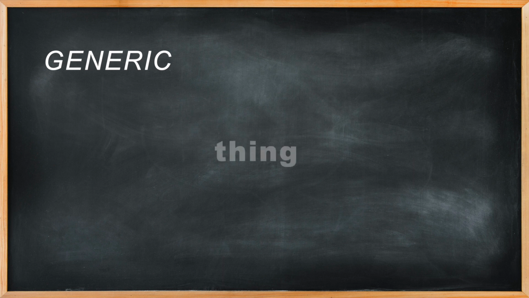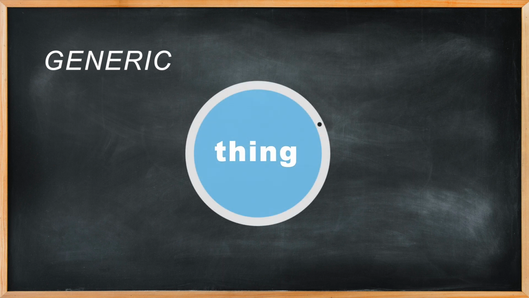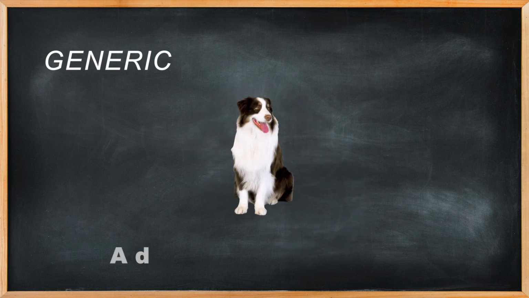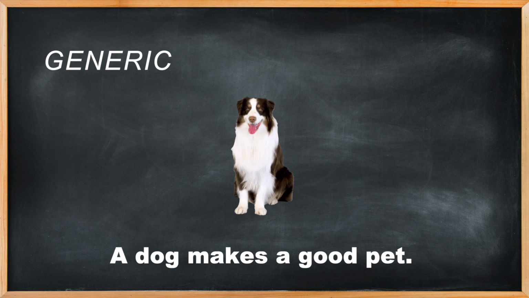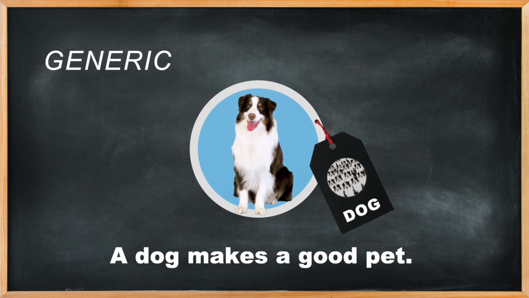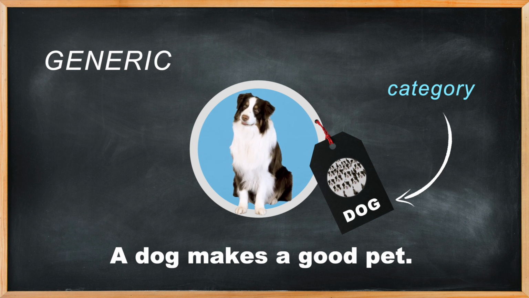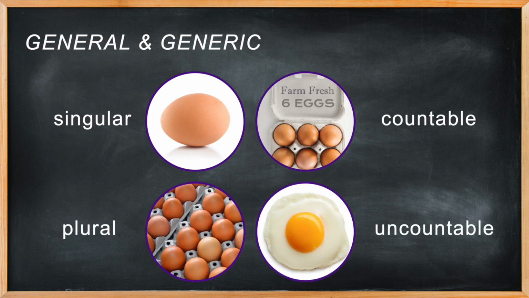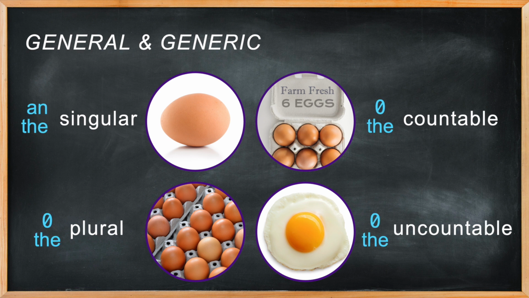A generic noun is used when we talk about the thing as a broad category or type. For example, we could say, "A dog makes a good pet." Here, we are not talking about one particular dog. Instead, we are using the noun dog as a type or category of animal that makes a good pet. Therefore, it is generic. So both general and generic nouns can be used in their singular or plural, countable or uncountable forms, and can take all three articles.